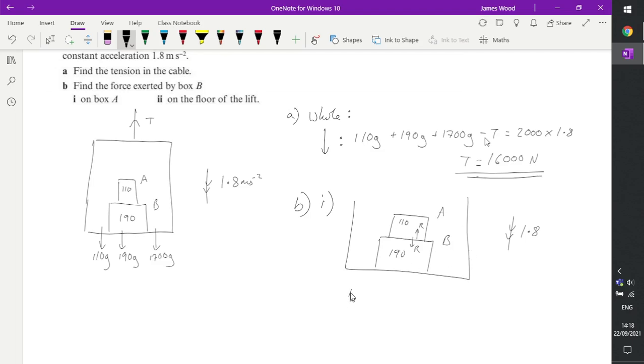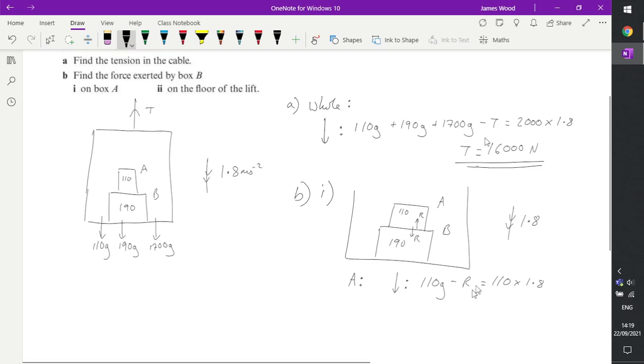Now I'm going to just consider the forces that act on box A downwards. So I've got its weight, which is 110g. Then I've got this force R upwards, which is the reaction force coming from box B. You could maybe think of box B as being like the floor for box A. So 110g minus R equals 110 times 1.8. And if I solve that to find R, then I get 880 newtons.